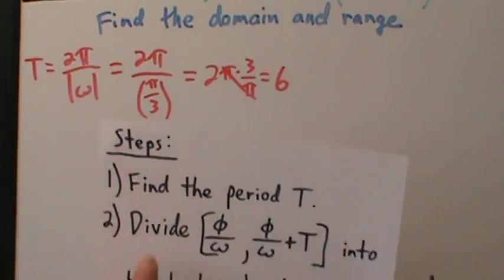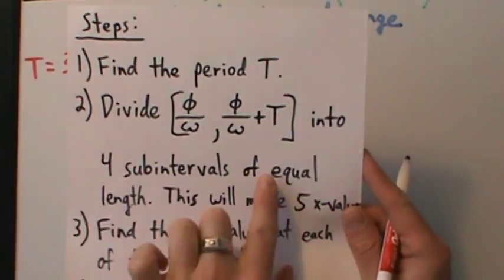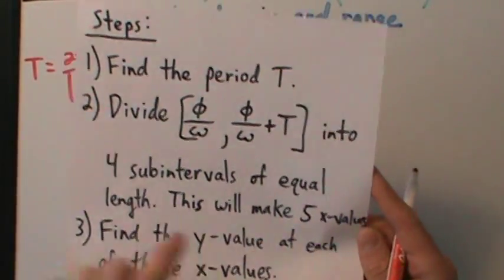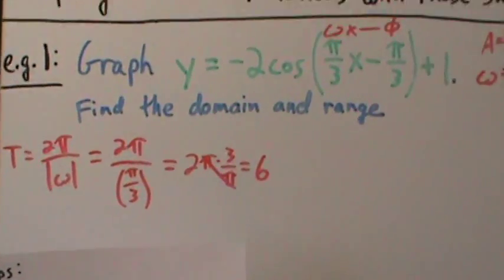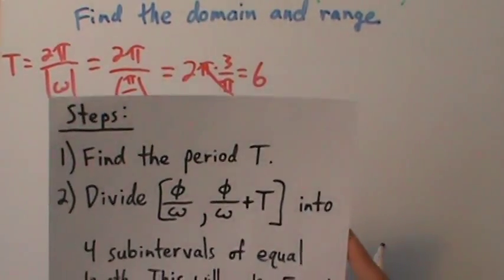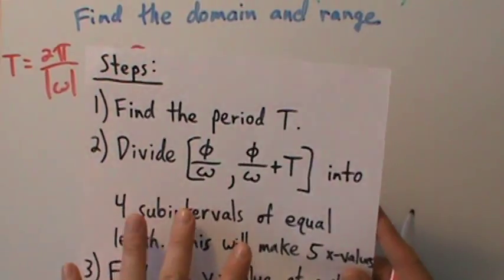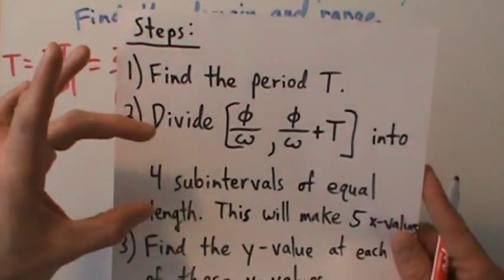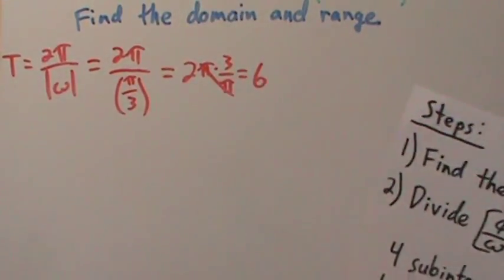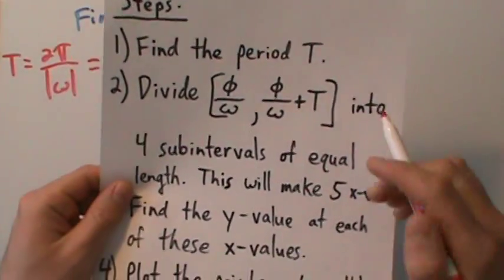Okay, step 2, divide this crazy interval into 4 subintervals of equal length. This will make 5 x values. So again, just like when we had no phase shift, we're going to take an interval, which is a little bit different here, and then divide it into 4 subintervals. But what's nice is, even though this step sounds really complicated, it's actually not that bad. So what's the deal with this interval here?